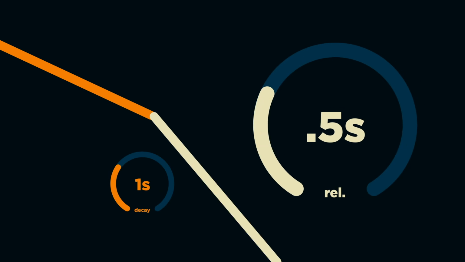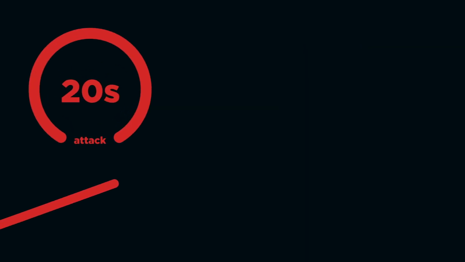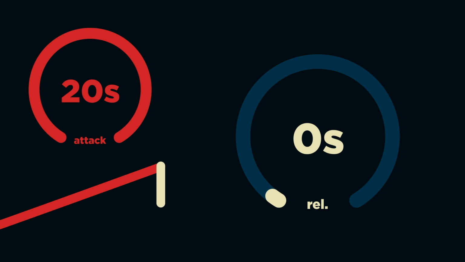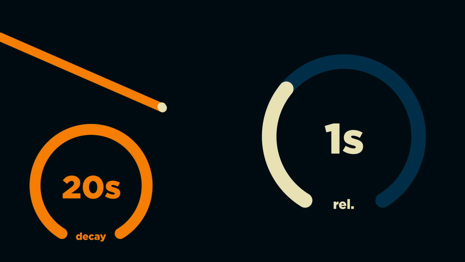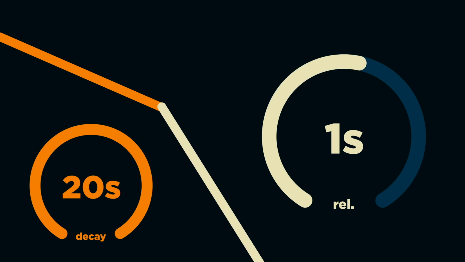No matter where the sound is in the previous stages, release will be triggered once you lift your hand off the keyboard. That means even if we're 2 seconds into a 20-second attack stage, our 0-second release kicks in once we stop playing. And if we're 2 seconds into a 20-second decay stage, our 1-second release is going to take over once we stop playing.